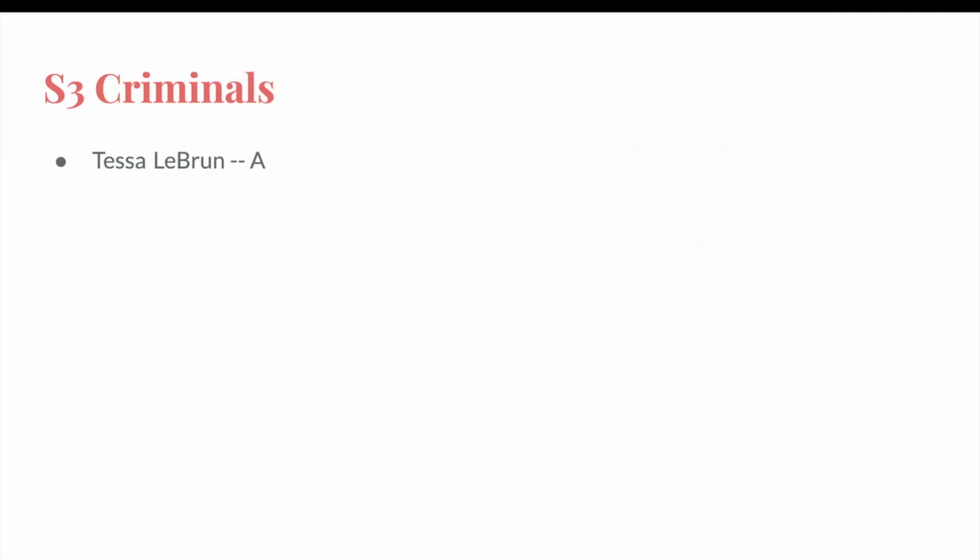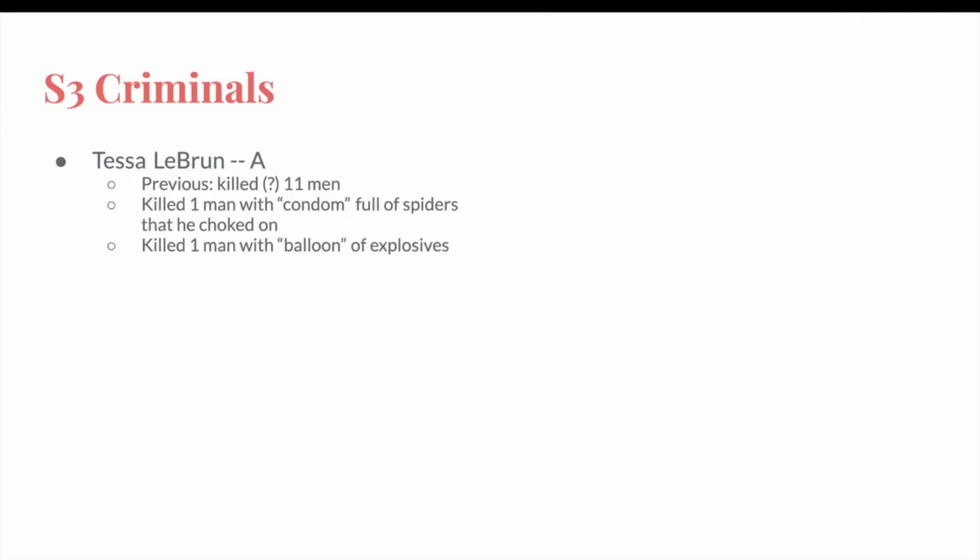Tessa LeBrun ended up arrested. She was kind of the big bad this season. She was the disciple. I am making some assumptions as I believe she was responsible for the spider-related deaths. They also stated that they believe she was responsible for taking 11 men. The BAU never explicitly said killed. They just said she took them. But I think it's fair to say she probably killed those 11 men. On screen, assuming she was responsible for the spider deaths, she killed 1 man with a condom full of spiders that he choked on, and she killed another man with a balloon of explosives.